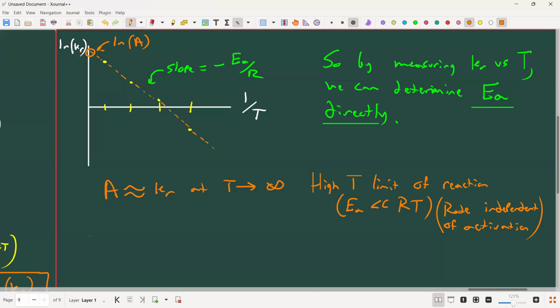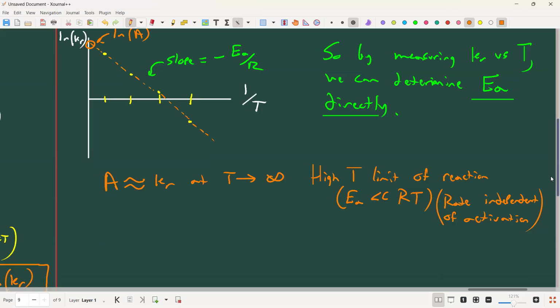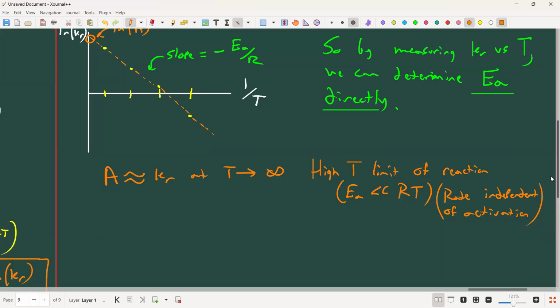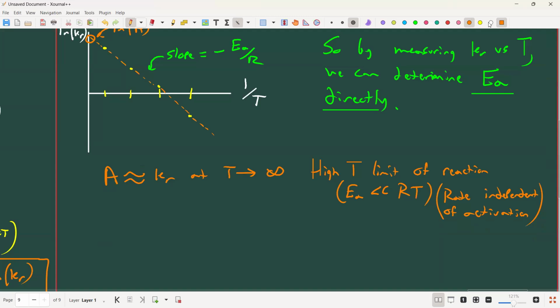Temperature. Right, and do I want to say anything else about this? No, that's about it.